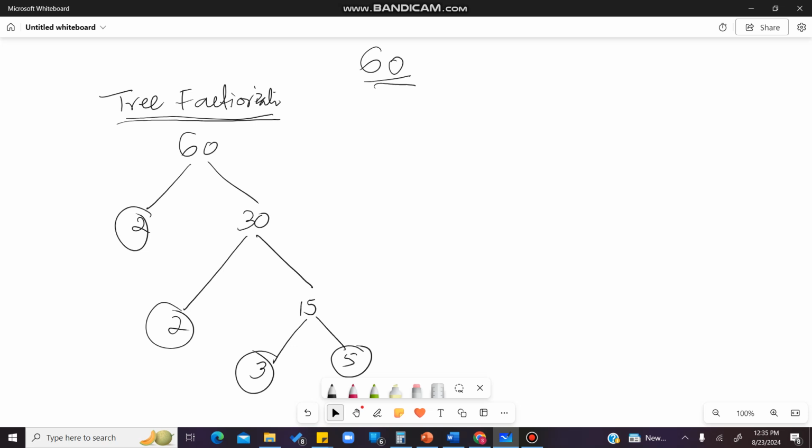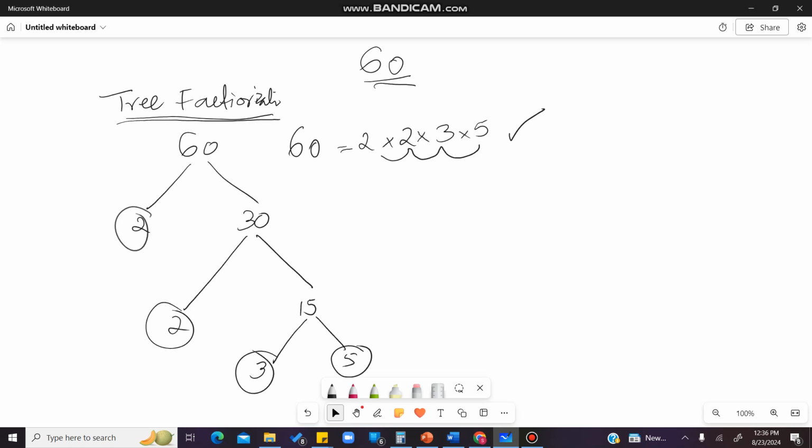Let's see what are all the factors that we have obtained. So far we can see that 60 can be made up with 2 times 2 times 3 times 5. This gives me 60. We can check by recalculating these numbers. 2 times 2 is 4. 4 times 3 is 12. 12 times 5 is 60. So yes, we have done correct factorization.